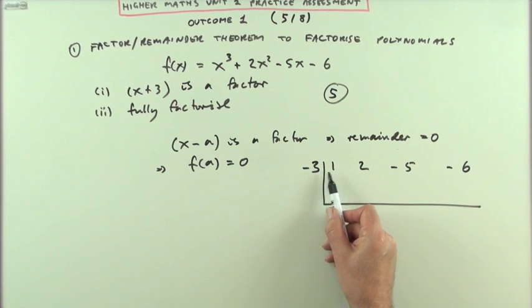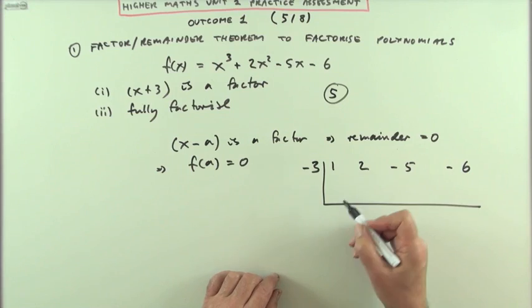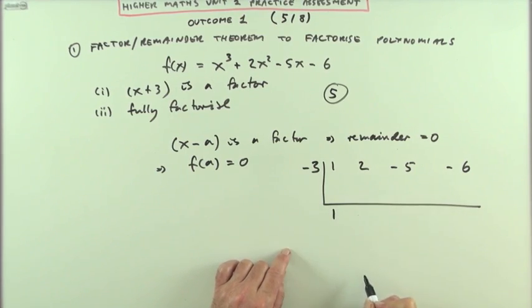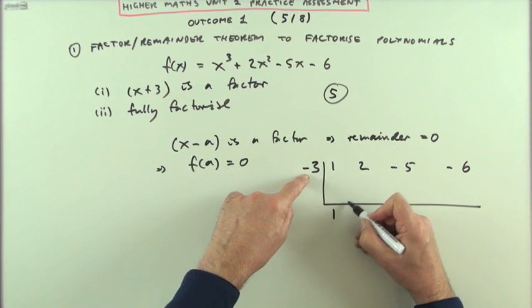You put -3 into this. Remember the way that this works. Start with that number, you just bring it down, then you multiply it up.